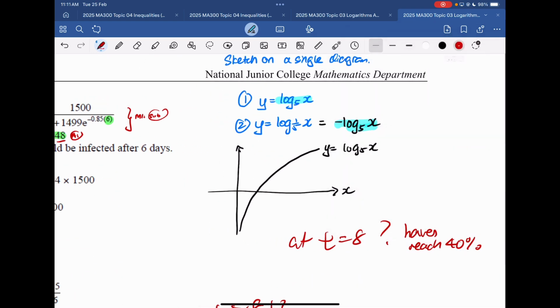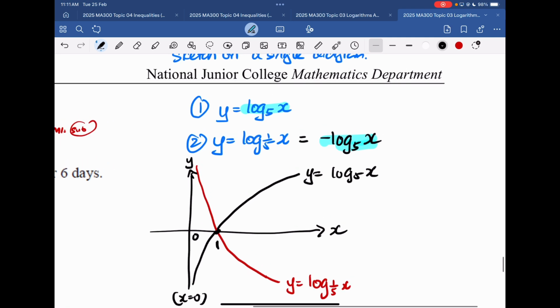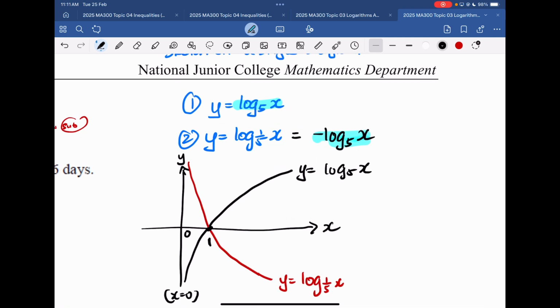Let me use another color. Give me 1 second. Let me just write out the number. Okay, done. This is the answer. Do you all get this?